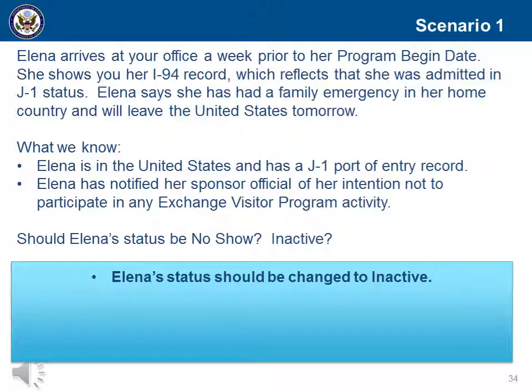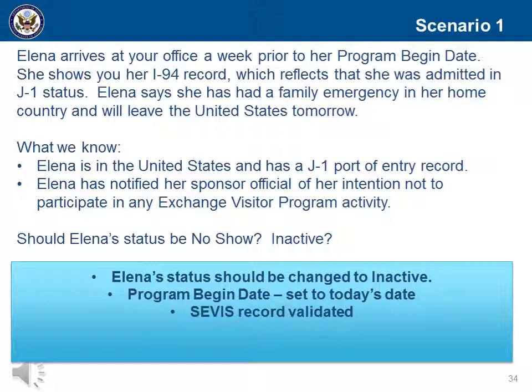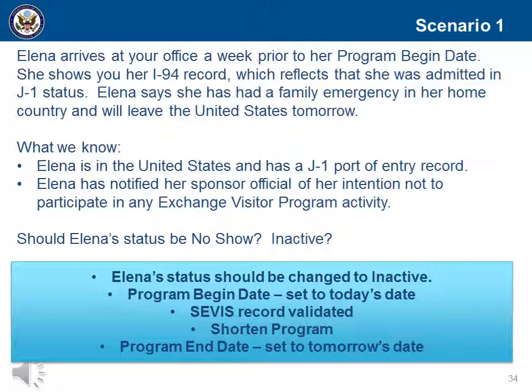First, Elena's program begin date should be changed to reflect today's date. Then, her SEVIS record should be validated, changing her SEVIS status to active. Next, the shortened program function should be used, and one of the following shortened program reasons must be selected: cultural shock, homesickness, withdrawal from program, or other. Elena's new program end date should be set to the day after the program begin date. On that day, Elena's status will change to inactive.